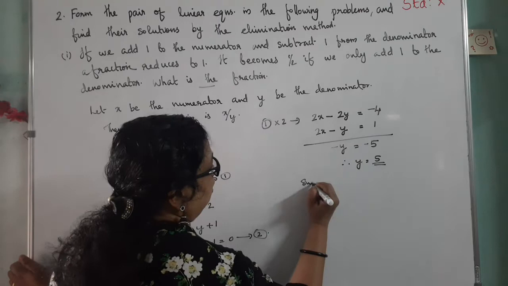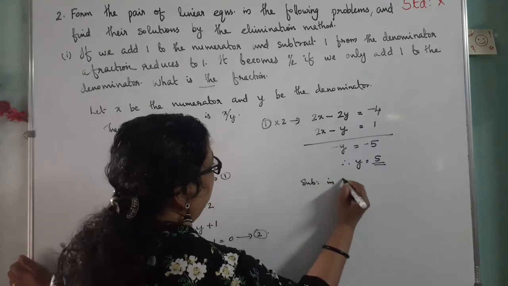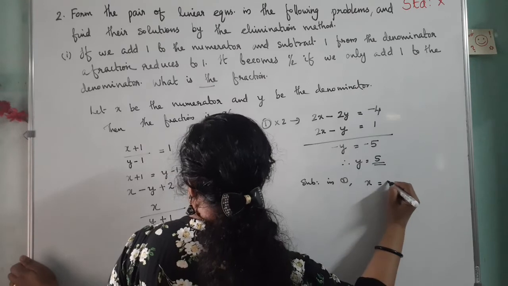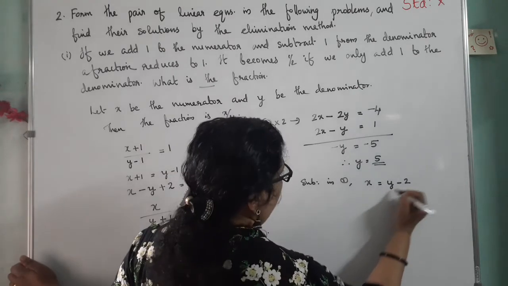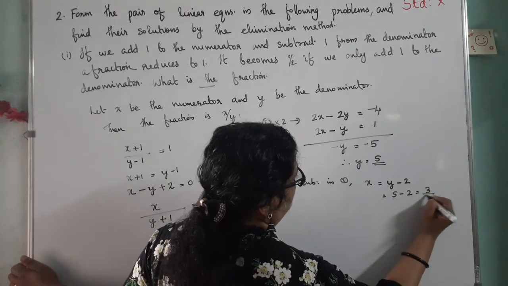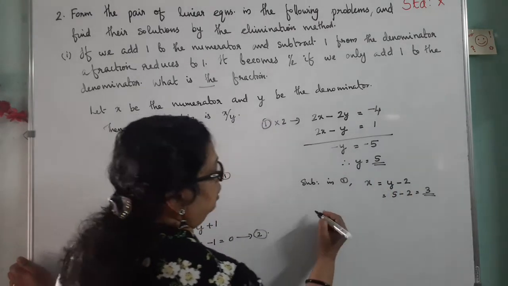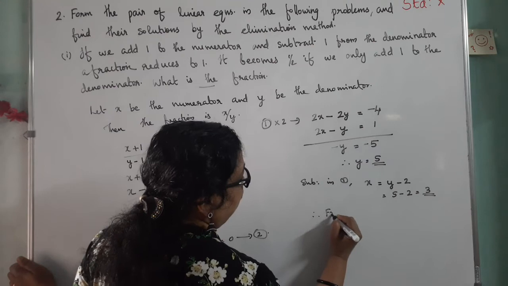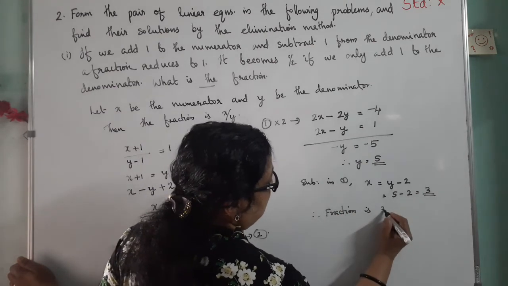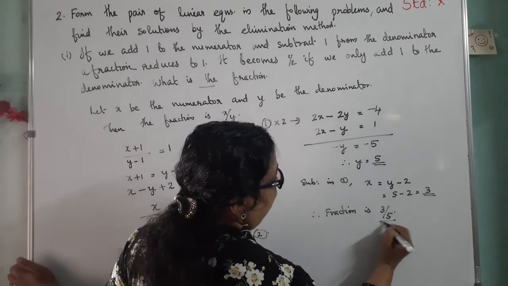Then substituting in 1, x equal to y minus 2, that is 5 minus 2, which is equal to 3. So we get x and y, therefore the fraction is x by y, that is 3 by 5.